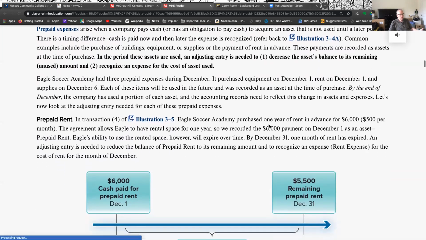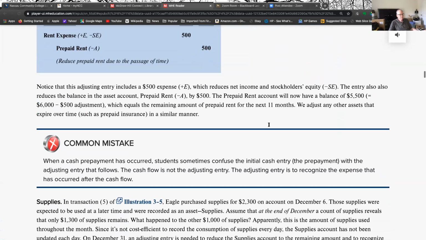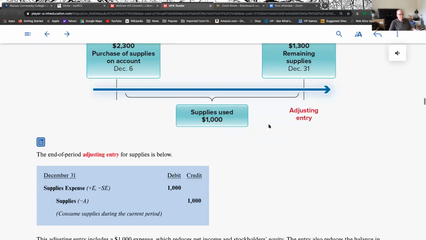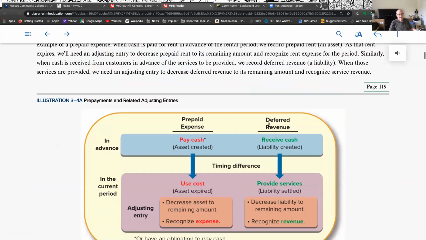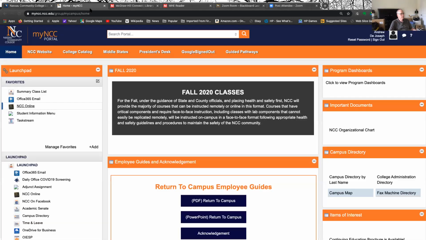And then again, it just goes into more detail. Here's an example of prepaid rent, etc. Supplies. So again, I wouldn't spend an over amount of time reading this. I would try to do the entries. And then if you get stuck and you have to go back and read, by all means, go back and do that. But there was something else I wanted to show you.